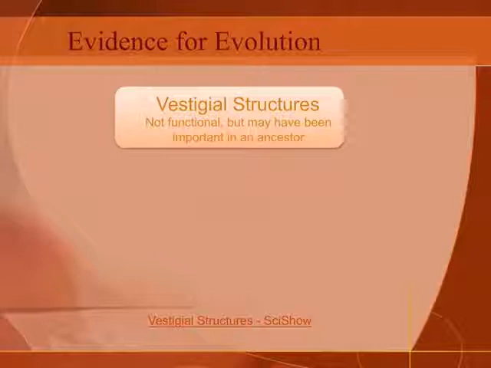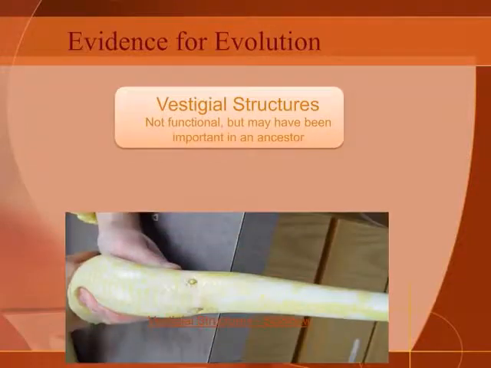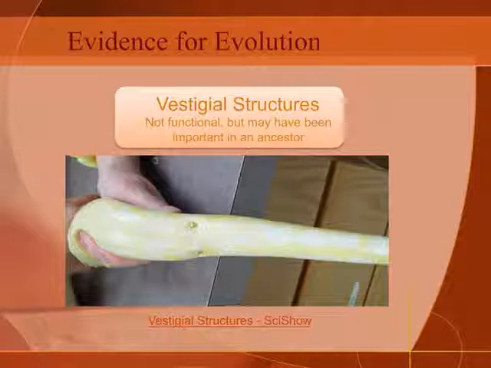The next picture should be labeled vestigial structures. Vestigial structures are those that are not functional in present-day organisms, but may have been important in an ancestor. So in your picture on your graphic organizer, you see the human tailbone. Obviously, we don't use a tail.